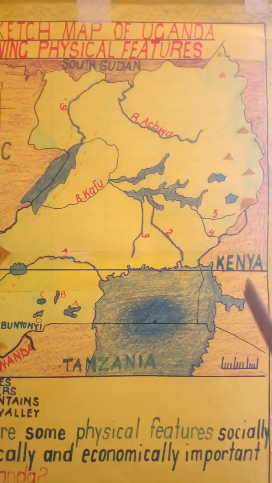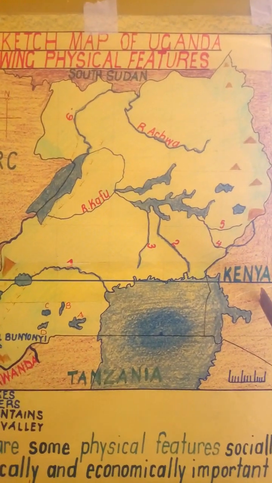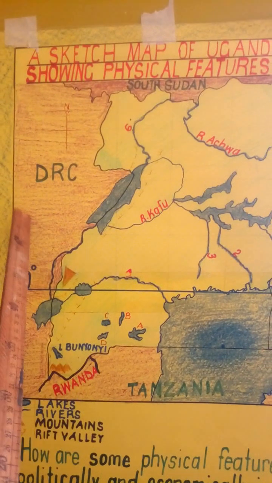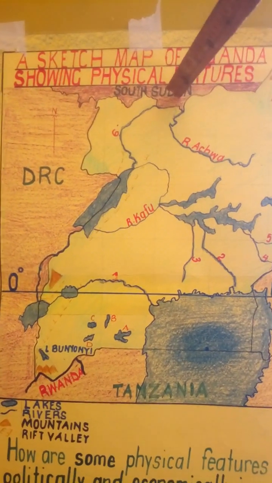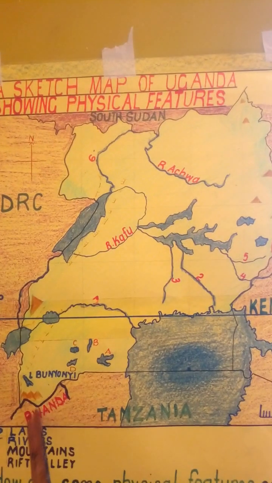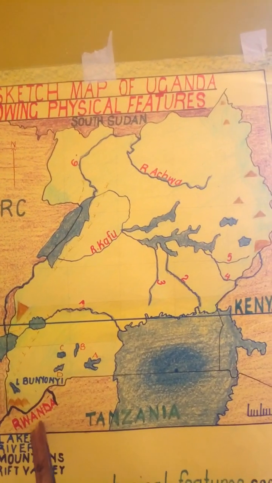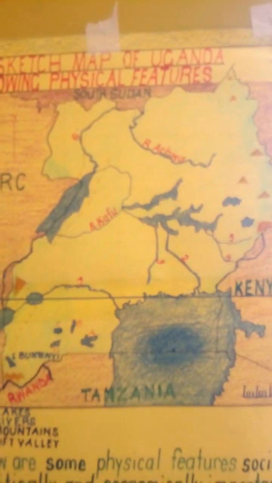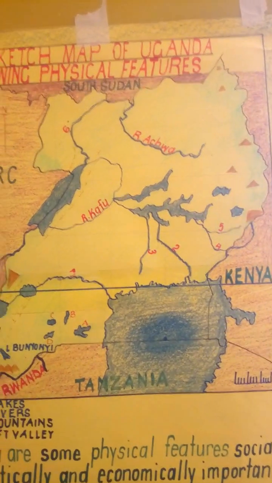So the country that neighbors Uganda in the east, that is none other than Kenya. Then in the west, that is Democratic Republic of the Congo. Then in the north, that is South Sudan. And in the southwestern direction, that is Rwanda, whose capital city is Kigali.